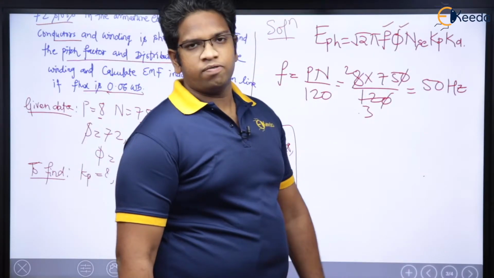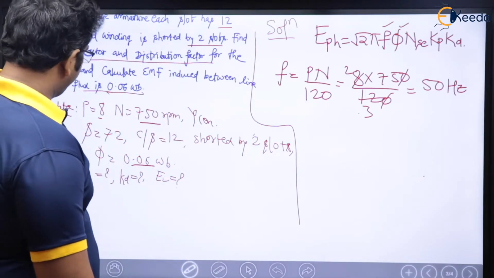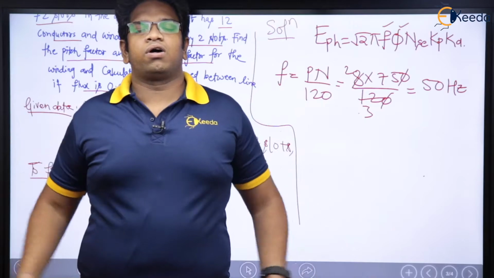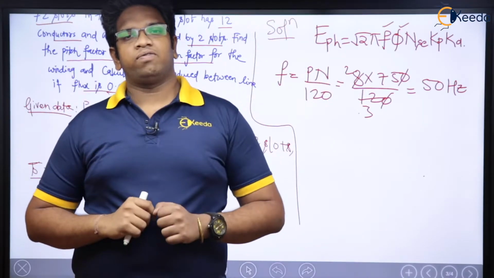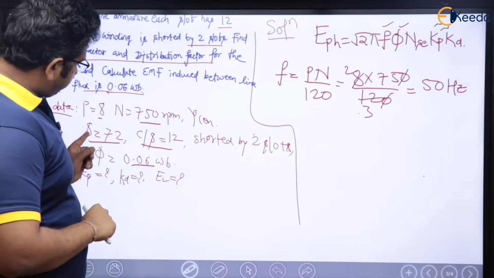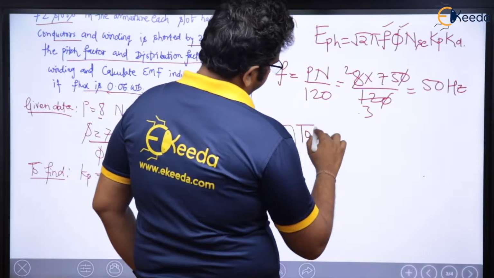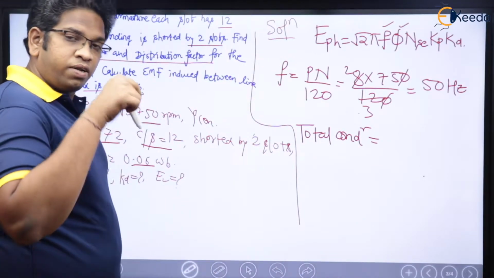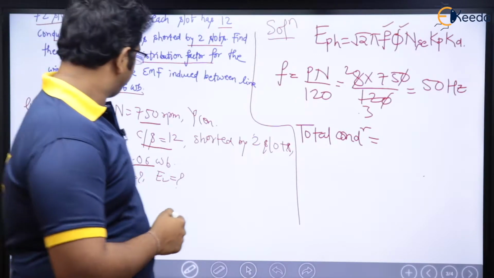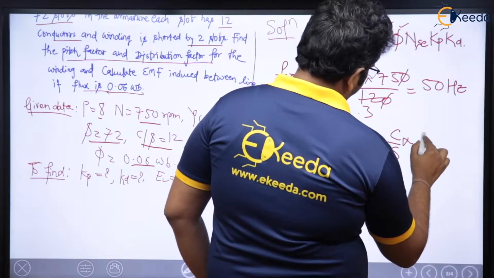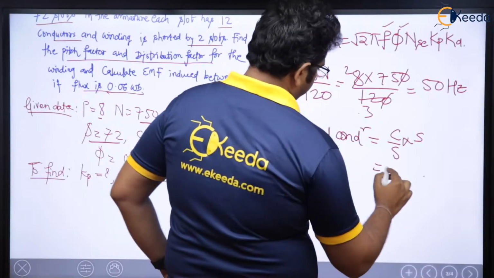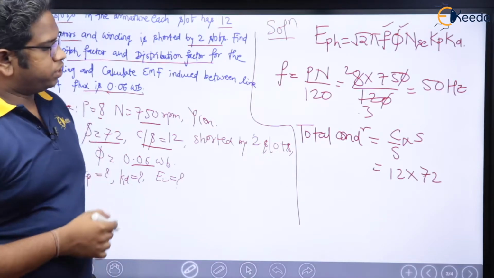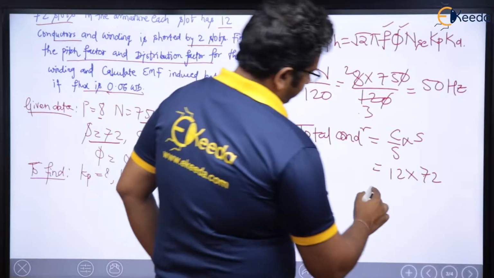Now we have got frequency, no problem. What is N series? Let us think of the number of series turns. See here, what have they given us? The total slots are 72, and each slot will have 12 conductors. So the total conductors are going to be conductors per slot multiplied by total number of slots, which is 12 multiplied by 72. 12 into 72 is going to be 864.